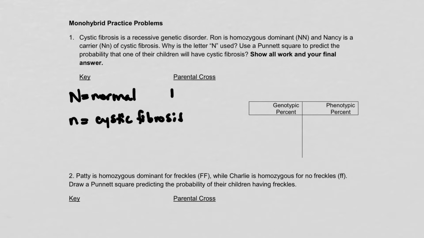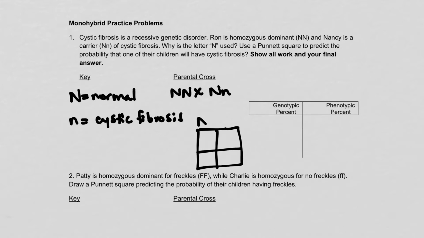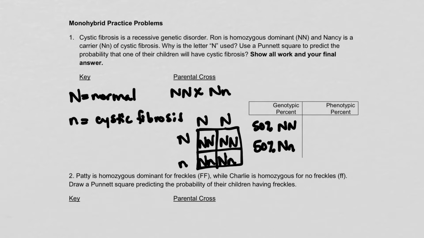The parental cross is homozygous dominant dad with a heterozygous mom. Set up our square. Put Ron there, Nancy here. And then it's asking for the ratios or percentages for genotype and phenotype. You've got 50% homozygous dominant, 50% heterozygous, but since this is a recessive trait, 100% are normal or unaffected, which, to answer the question, the probability that one will have cystic fibrosis, it's 0%.